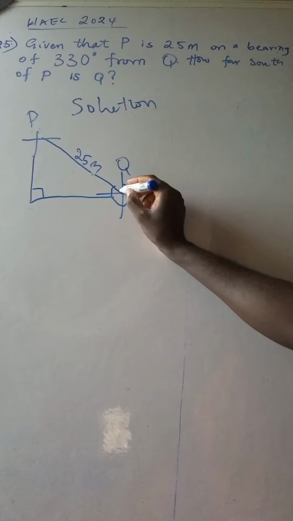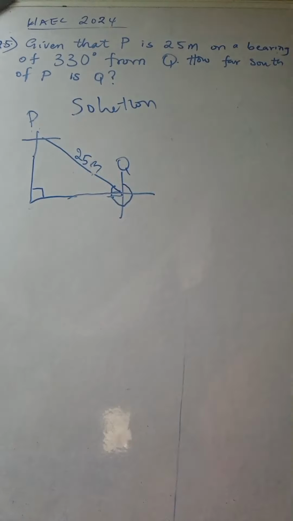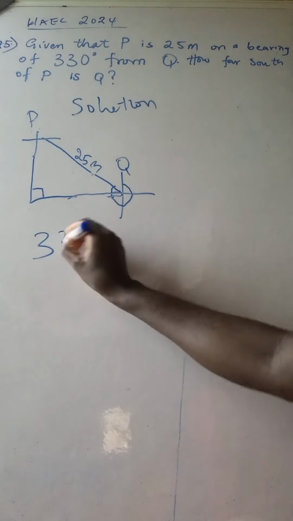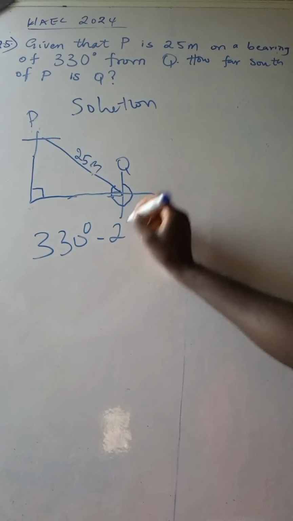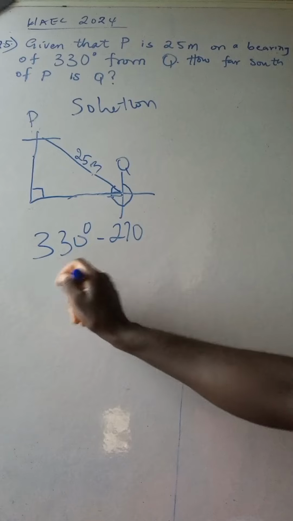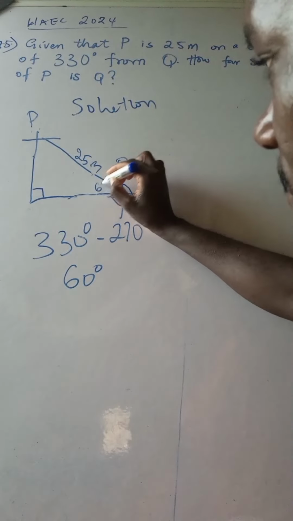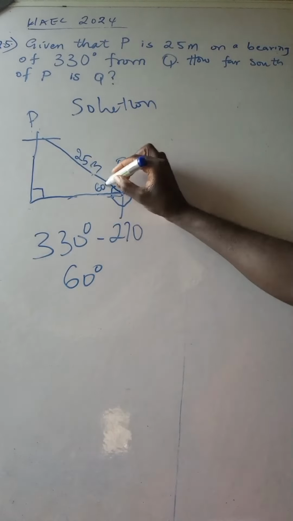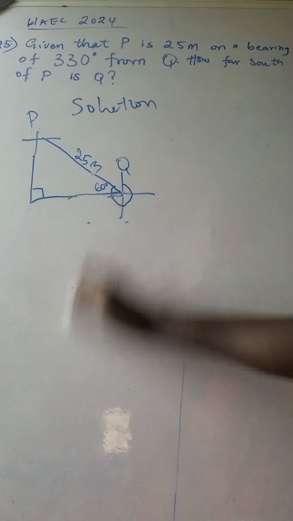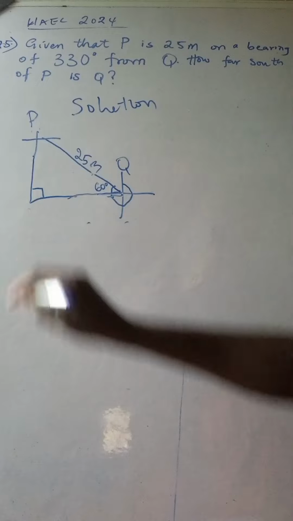The angle we have here is 90 degrees, but we have another angle here. If you subtract 330 degrees from 270, which is this line, you are going to get 60 degrees. So this angle formed here is 60 degrees. Knowing that, we can use trigonometric ratios to find that distance. This is opposite, and we have the hypotenuse, so we're going to use sine.